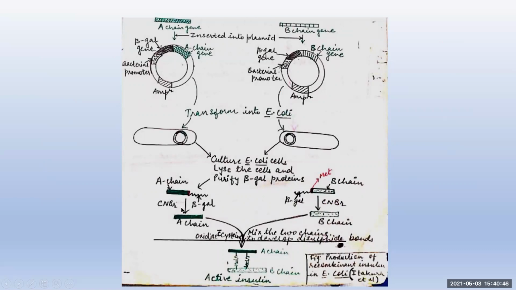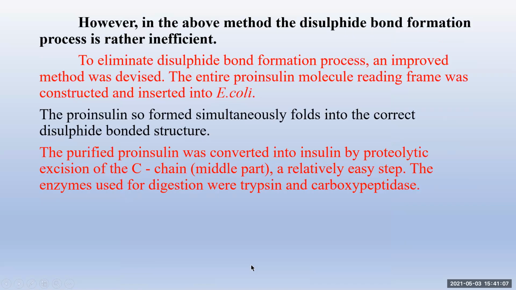They are treated with cyanogen bromide, which cleaves at methionine, and what you get is the A chain polypeptide and B chain polypeptide separately. Because we want insulin, the A chain and B chain have to be linked with disulfide bridges. So they are treated with cysteine, so that we get active insulin having A chain and B chain linked to each other by disulfide bridges.